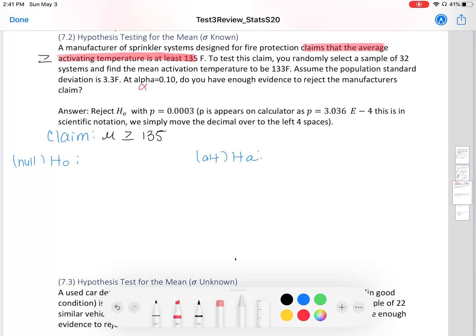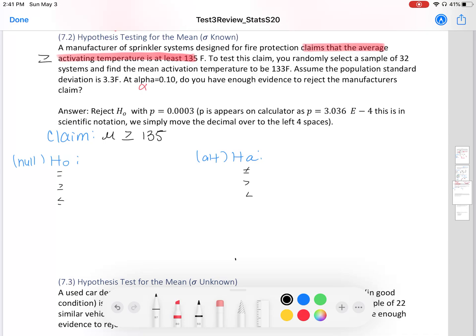Our claim has that equality, and remember your null always has equality. It's going to have an equal to, greater than or equal to, or less than or equal to. Your Ha, your alternative, is going to have a not equal to, greater than, or less than, but no equal to.